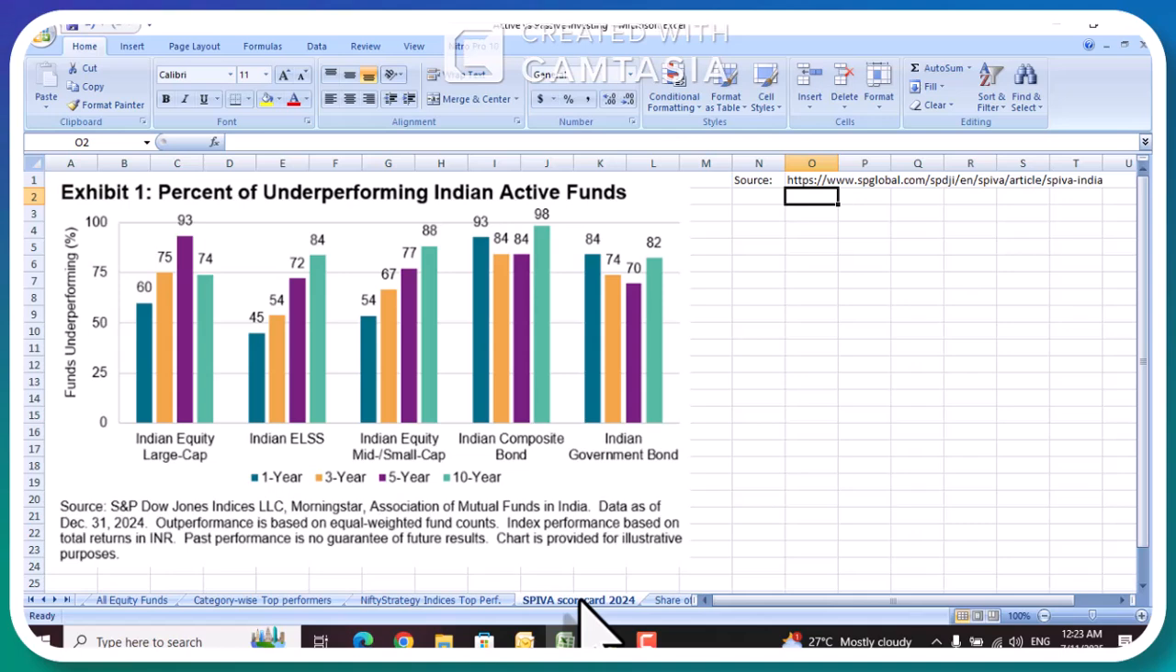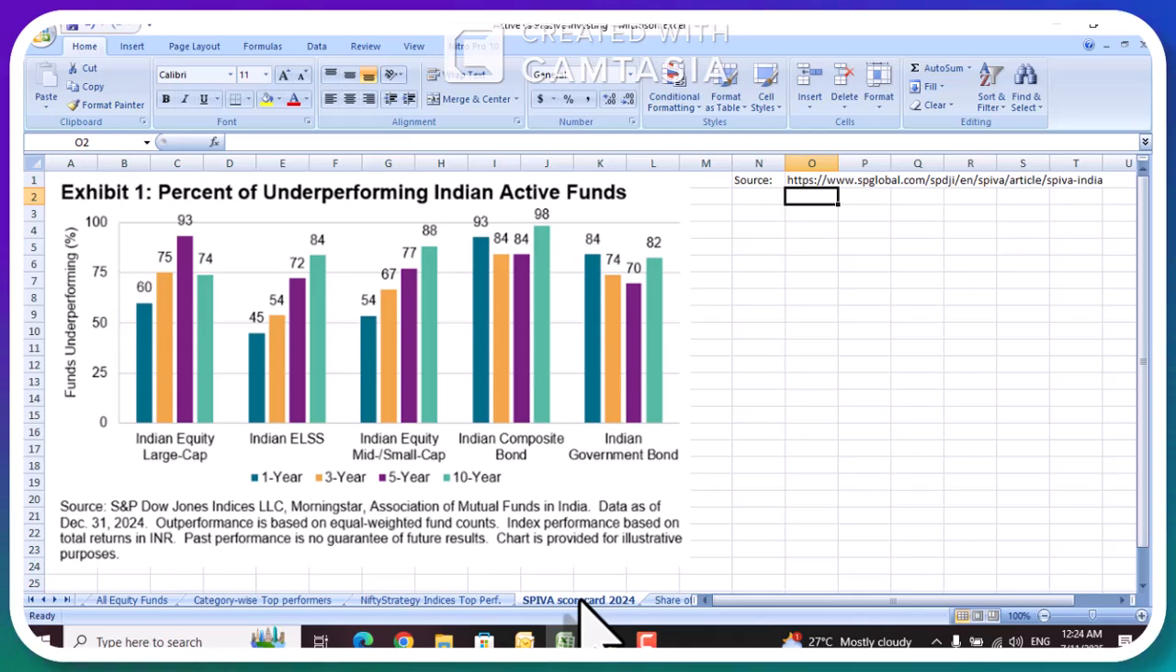Now let's look at this snapshot from the SPIVA report card, which is published by S&P every year. This is as of 31st December 2024. What they're trying to showcase over here is how many active funds across 1, 3, 5, and 10-year periods underperformed S&P passive benchmarks. Okay, the picture doesn't look very good over here.